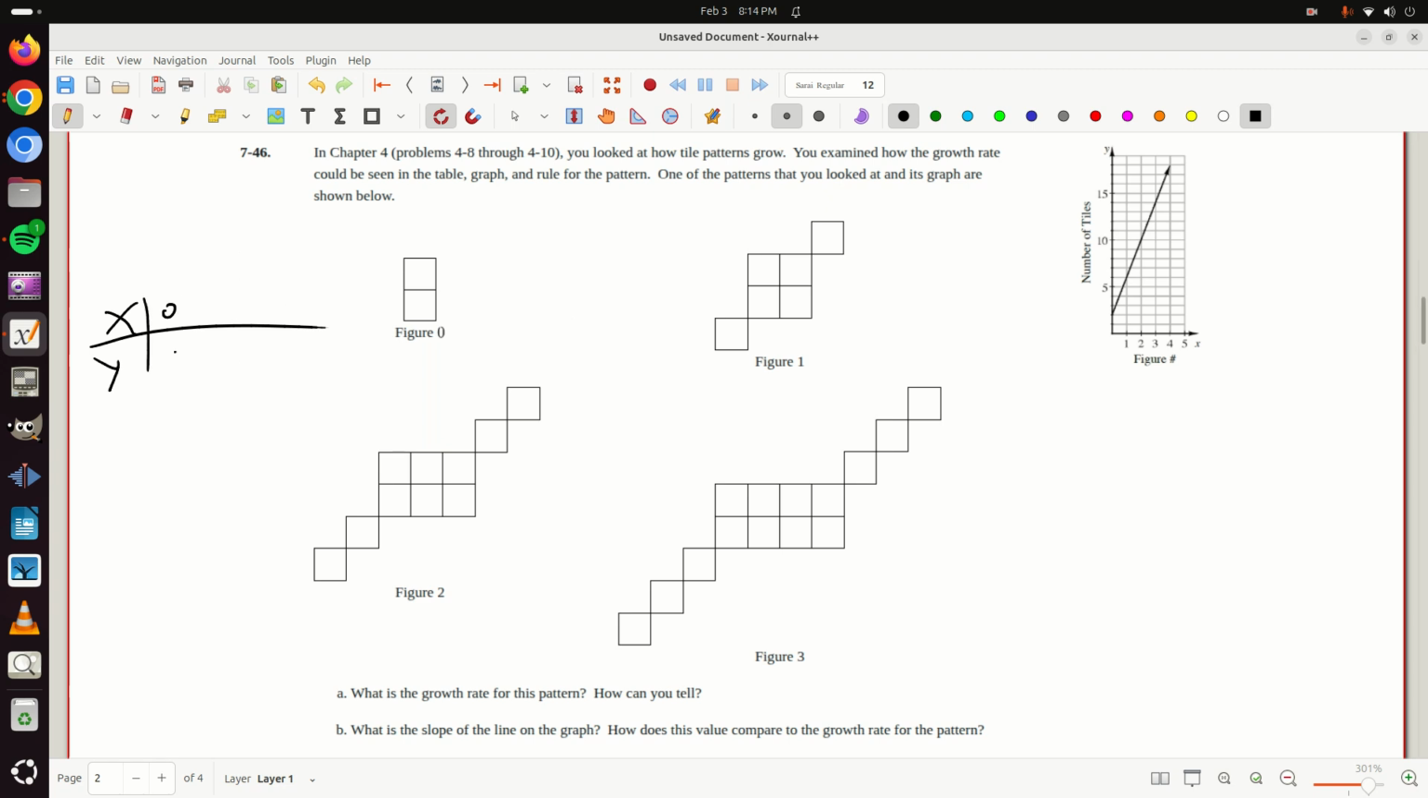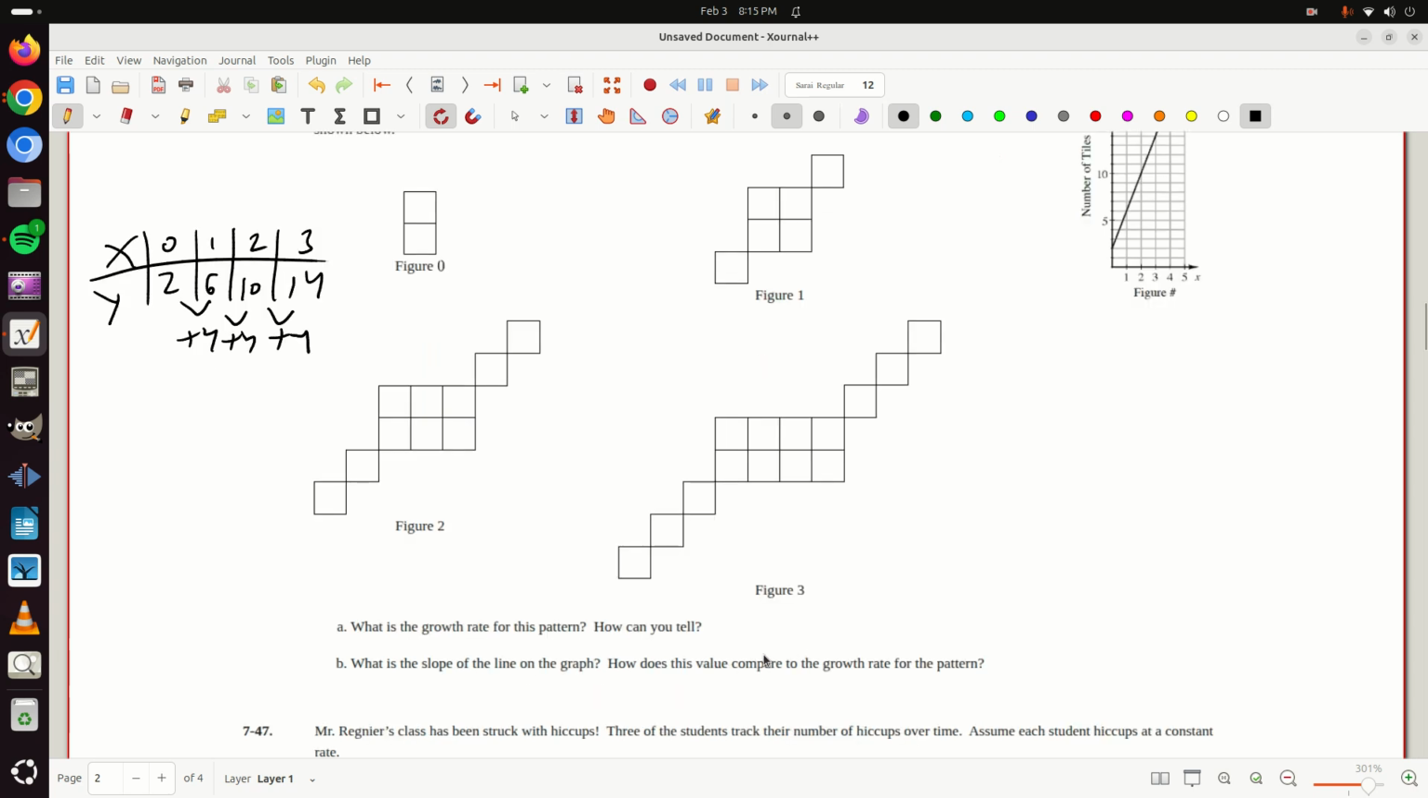So 0 has 2 blocks in it. 1 has 6 blocks in it. 2 has 10. And 3 has 14. So it looks like it's adding 4 each time. So what is the growth rate for this pattern? It looks like it's grown by 4.